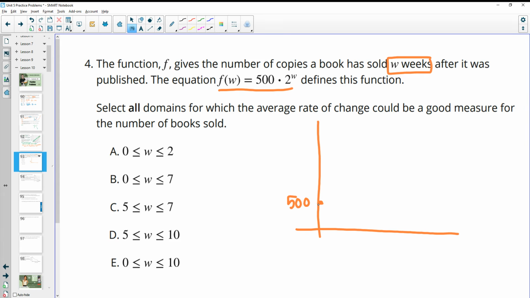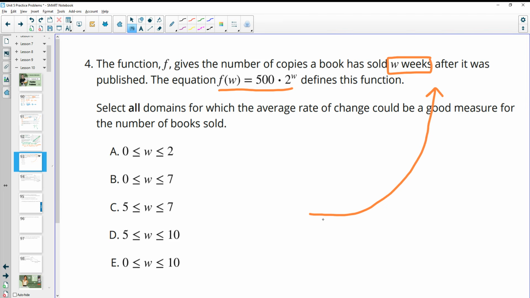At 0, it's at 500, then the next one, at 1 week, it's going to be at 1,000. At 2 weeks, it's going to be at 2,000, right? And so you could draw yourself a more accurate sketch. I'm going to actually get rid of the axes here, and I'm just going to draw an exponential growth equation like this. So we know it's going to be something like that.